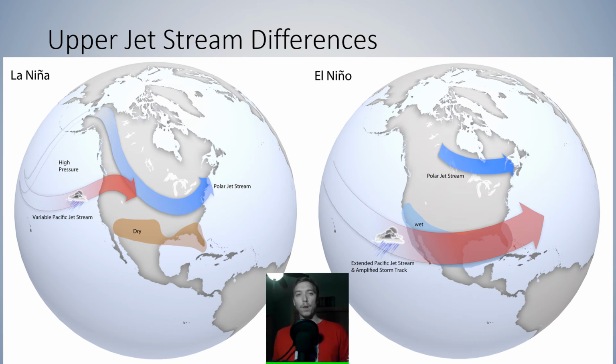And then looking at upper jet stream differences during La Nina phases, we see that variable Pacific jet stream, this deep plunging meander of the polar jet stream, and drier prevalent conditions throughout much of the southern United States and northern Mexico. During El Nino phases, we see a weaker, north shifted polar jet stream because the Pacific jet stream is amplified and really driving storms and circulation across the region. So we see wetter conditions throughout much of the southern United States and northern Mexico.